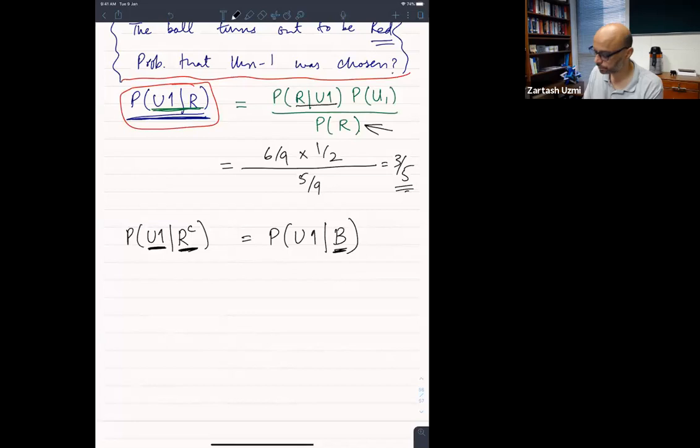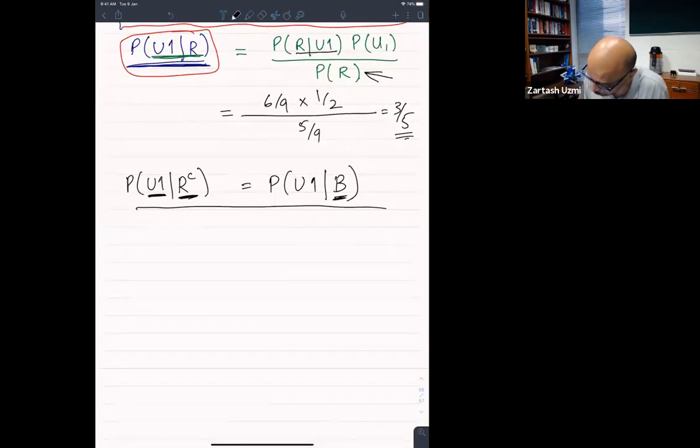Okay. Now, this is very, very interesting. You can solve lots of questions by making use of Bayes rule and partitions. So I will give you one more example before we move on.